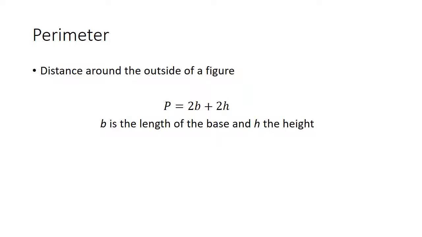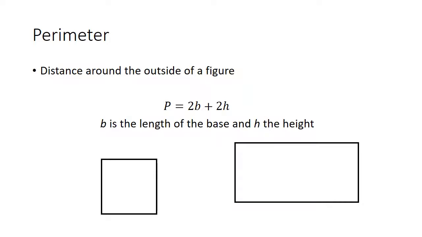So B is the length of the base and H is the length of the height. If we have a square or a rectangle, either one, you've got your base and your height. To find the perimeter of either of these shapes, we would just do 2 times B plus 2 times H. It's really important that you start learning how to use simple formulas for math and science to solve problems.